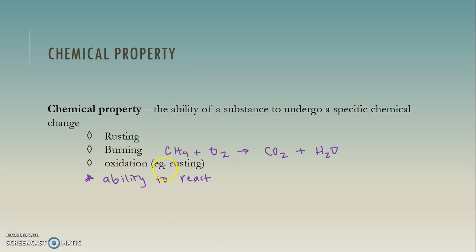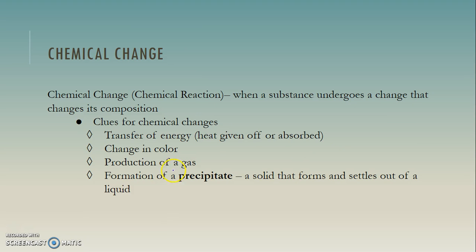So to decide the difference between chemical and physical, you need to ask yourself, does it make a new substance? If it doesn't, it's physical. If it does, then it's chemical. Okay, likewise, chemical changes are when you change the composition of a chemical. And there are some clues.